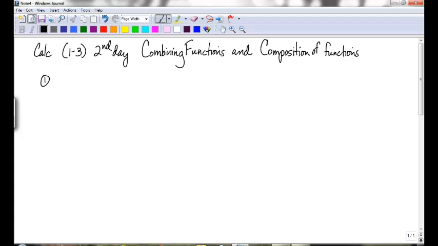Okay, let's look at the combining first. Okay, if you're given f of x equals the square root of x and g of x, usually they give you two functions, and g of x equals the square root of 1 minus x. So f of x is the square root of x, and g of x is the square root of 1 minus x. And they will just ask you to combine them.